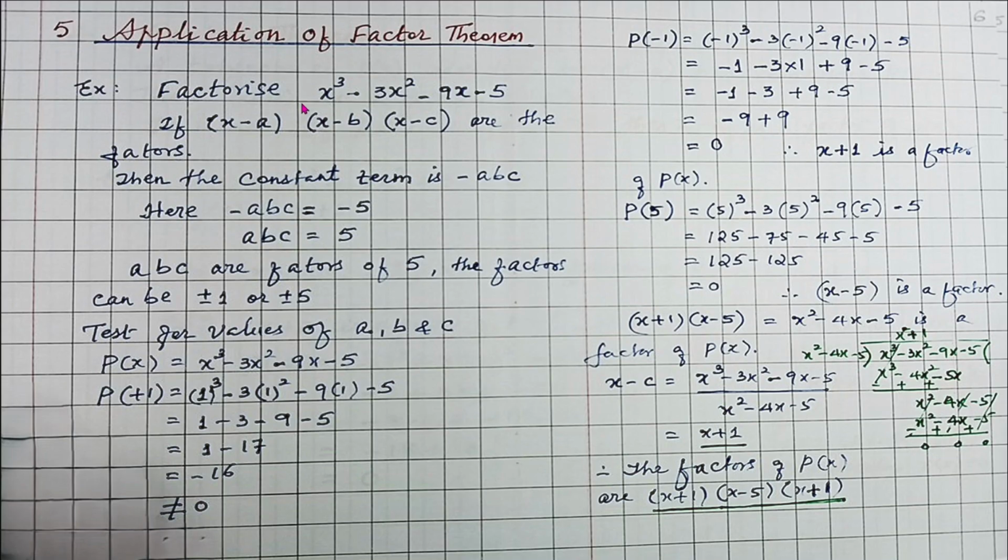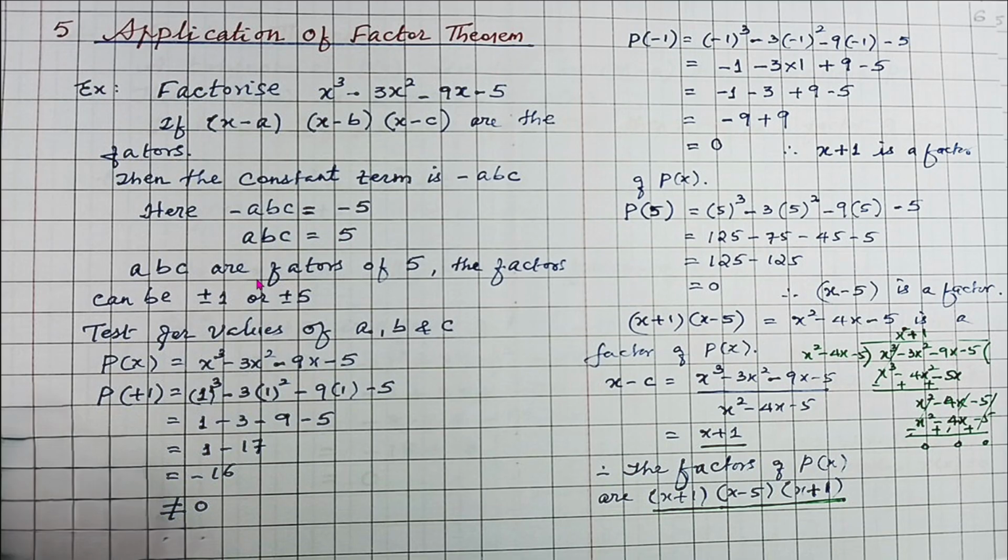Now here we are asked to factorize x cube minus 3x squared minus 9x minus 5. It is not easy because it is a cube term. We can apply other methods, but we first apply the factor theorem. So let us see how to do that. If x minus a, x minus b, x minus c are the factors, because it is a cube term, that means there have to be three factors. Then the constant term, minus into minus is plus, plus into minus is minus, that is minus abc. The constant term of the multiplication of these three factors is minus abc, and the constant term here is minus 5, therefore abc is 5.